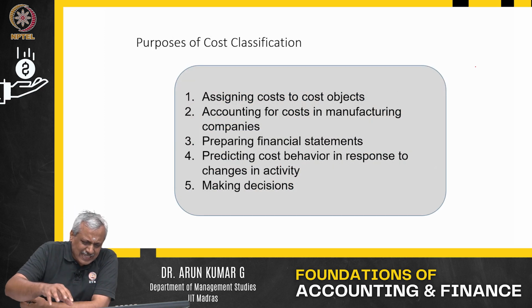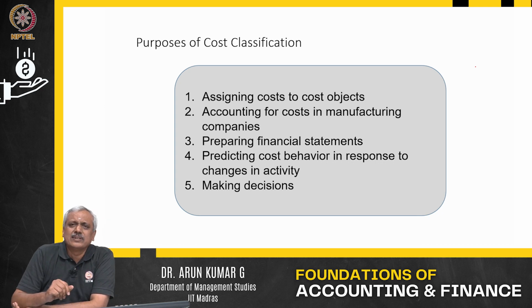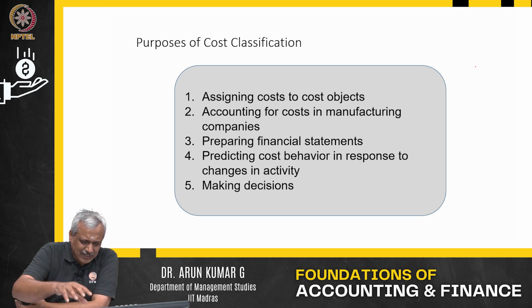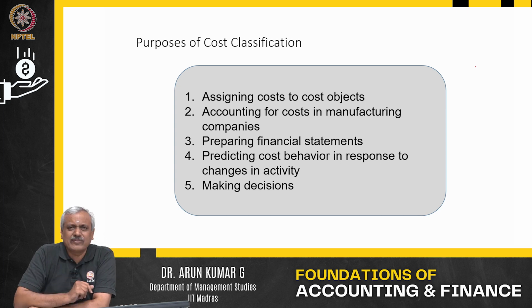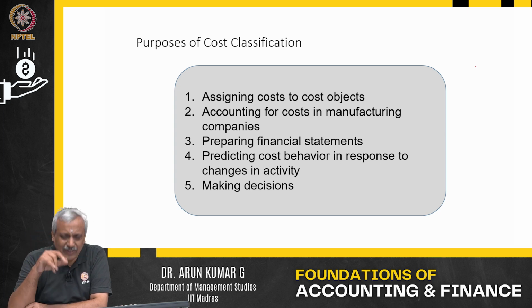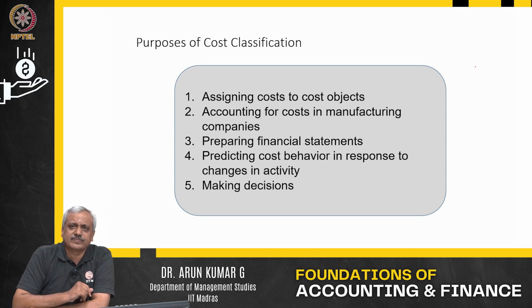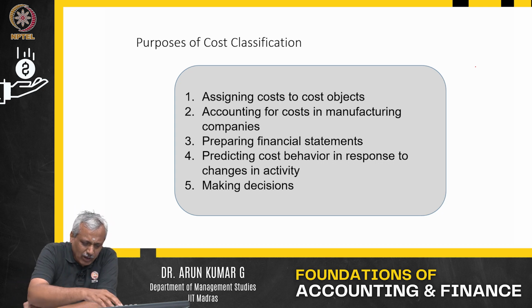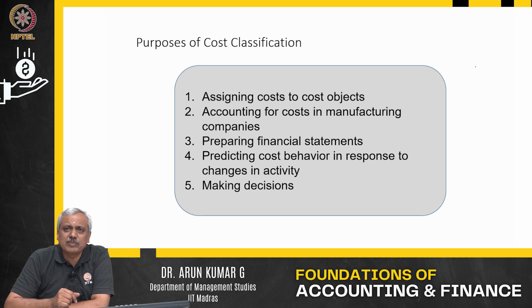Now, we classify the cost into various aspects, into various cost objects in terms of manufacturing companies. Then we also look at cost behavior, and then we make decisions. We also make a financial statement, what is called a cost sheet. We will take an example of preparing a cost sheet as we go along. That is what we mean by preparing a financial statement in this case.